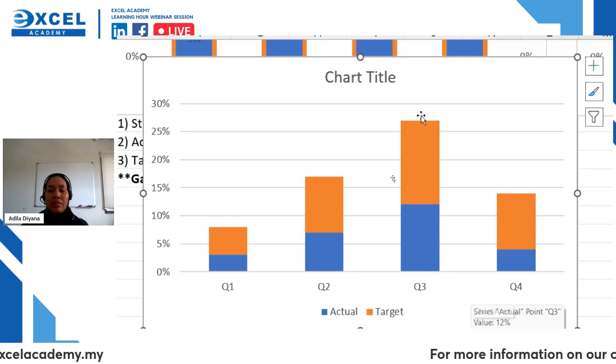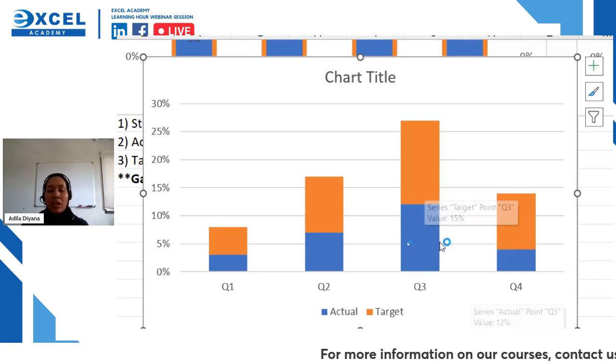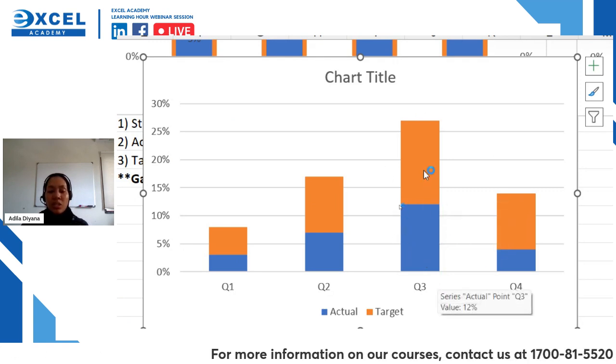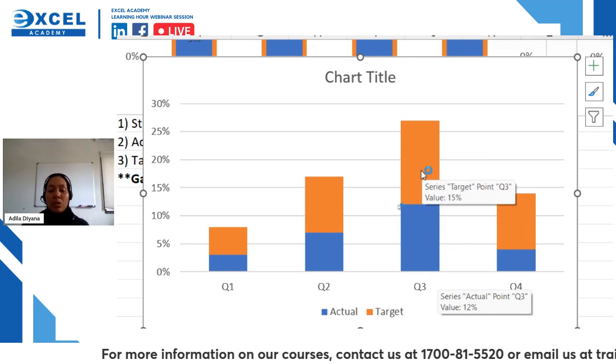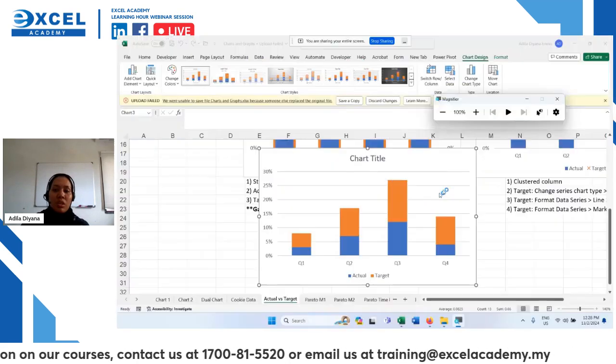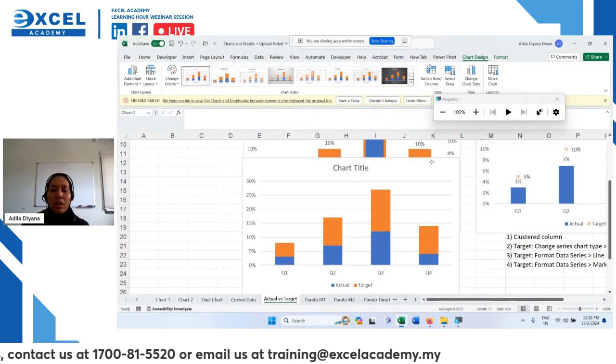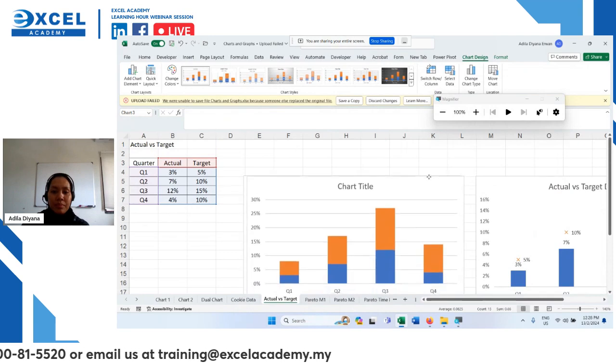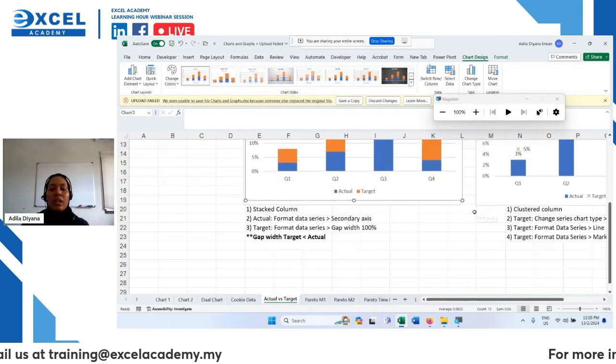So when you apply the first step, this is how it looks like. The actual portion in blue is at the bottom and the target portion is at the top. Okay, so it's stacked on top of your actual portion. Okay, so I'll make this smaller a little bit. Let me bring it up here. Okay, right, beautiful. Now, second step.